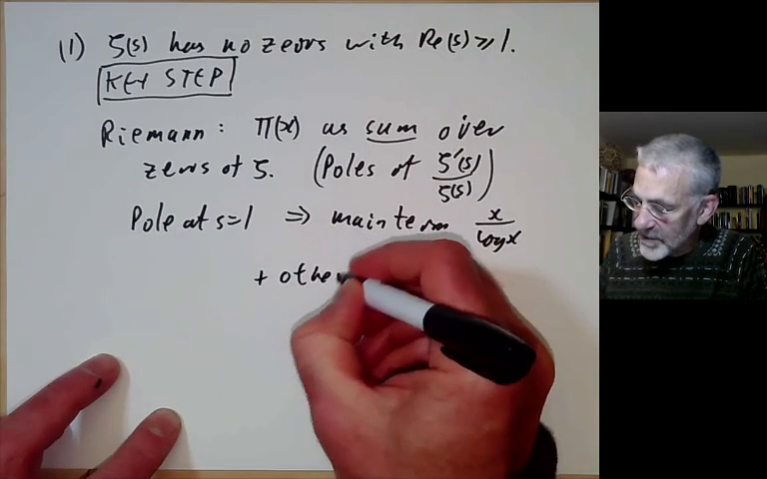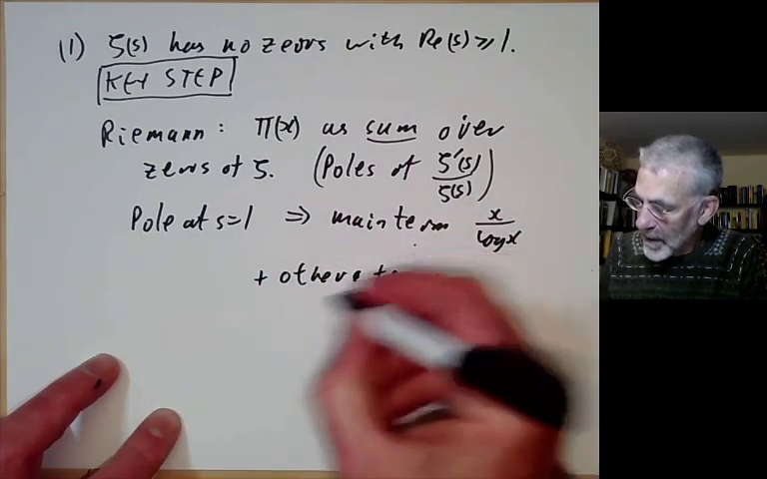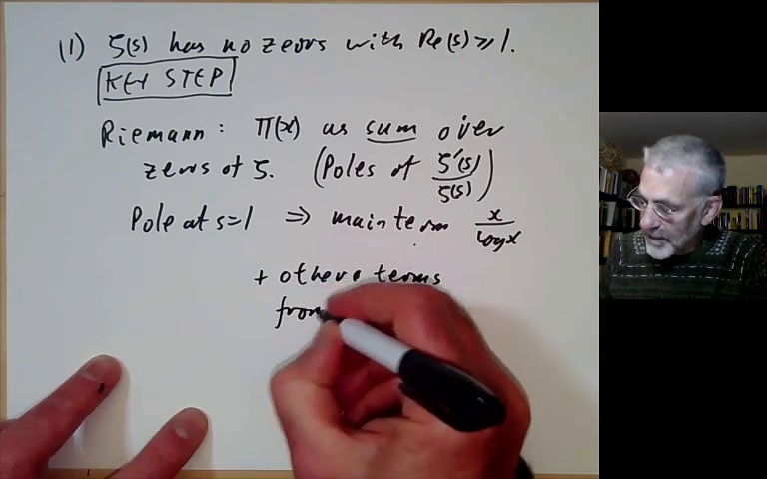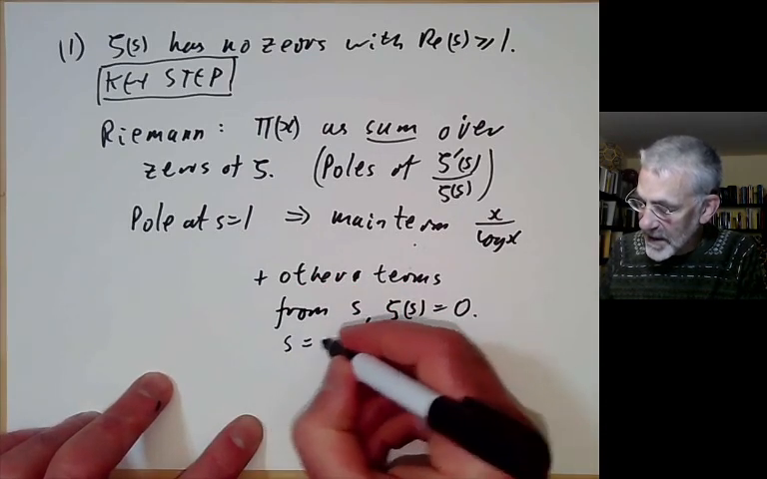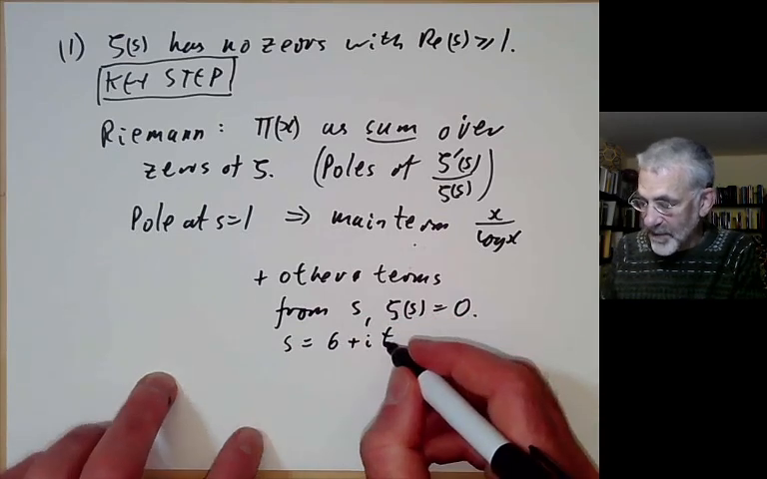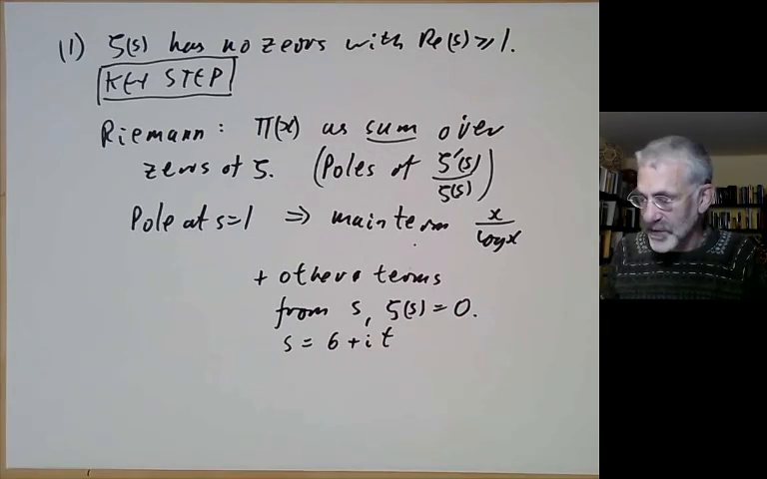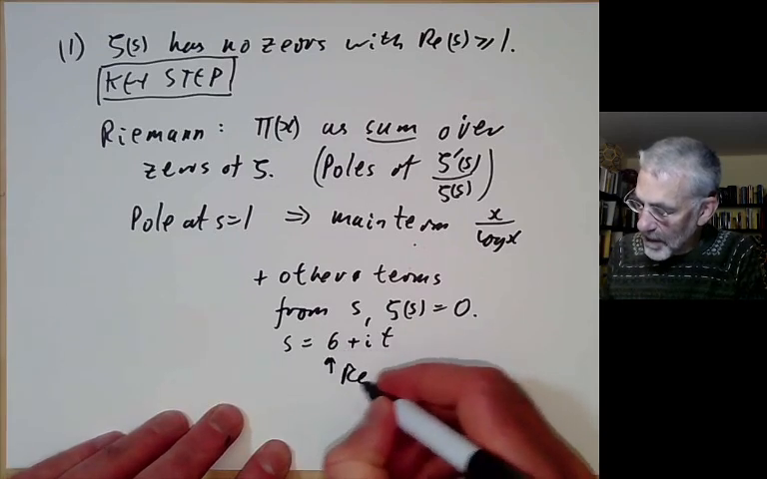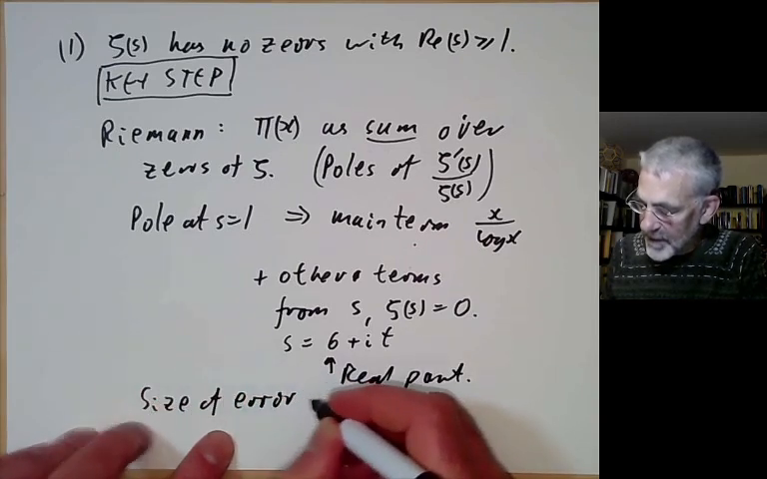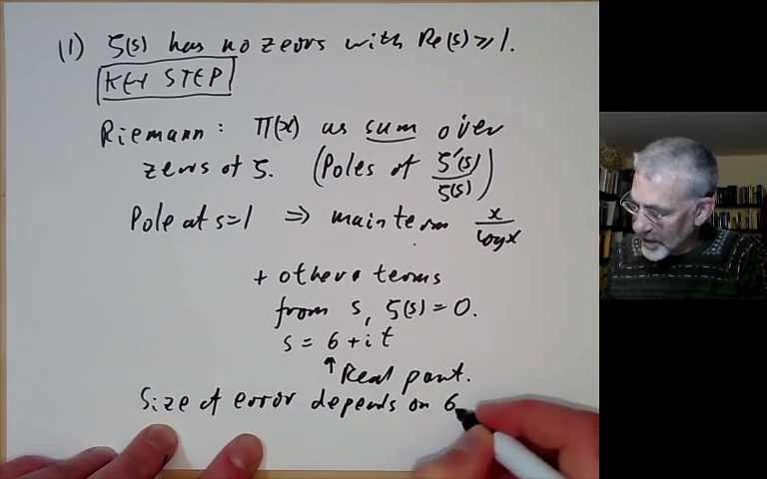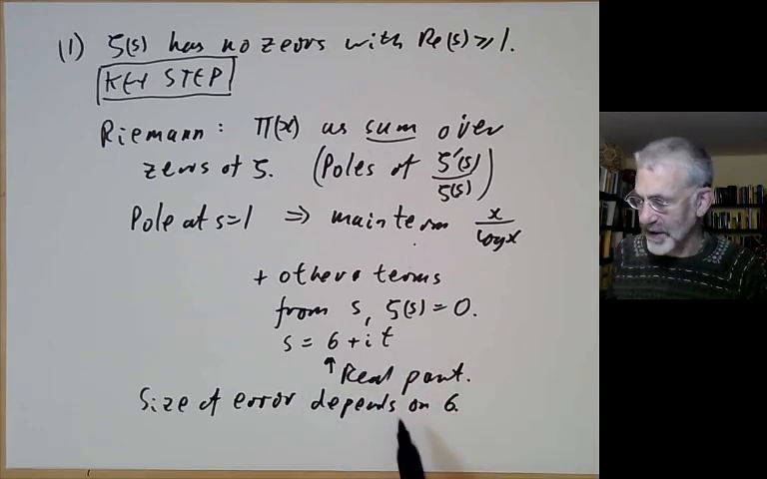And then you get plus other terms coming from the other poles of zeta prime over zeta. These come from numbers s such that zeta of s is equal to 0. And suppose s is equal to sigma plus it, where this is real and this is imaginary. This is sort of traditional notation. Why people use sigma plus it, I don't know, but all number theorists do so. So this is the real part. And the size of the error depends on the size of sigma. The t sort of gives you an oscillating contribution, which doesn't really matter too much.